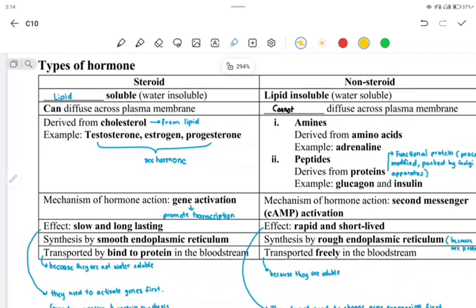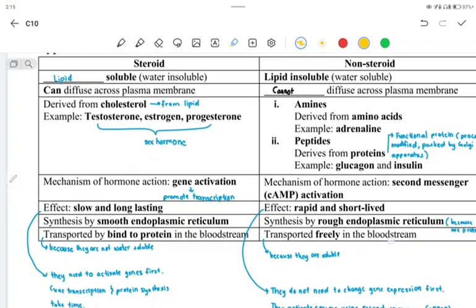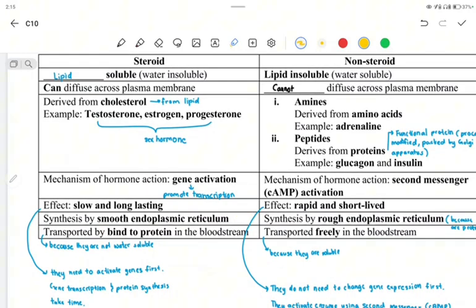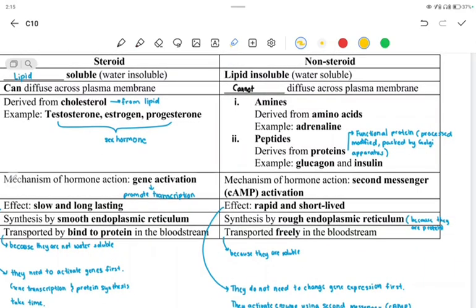And then our steroid hormone is synthesized by smooth endoplasmic reticulum, and then they are transported bound to protein in the bloodstream because they are not water soluble.